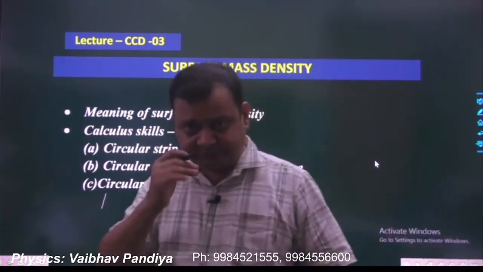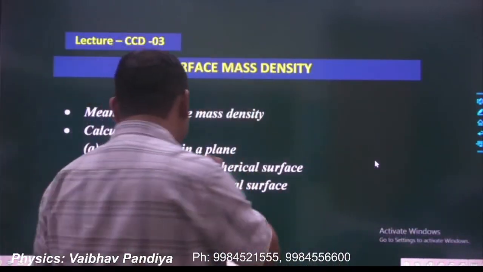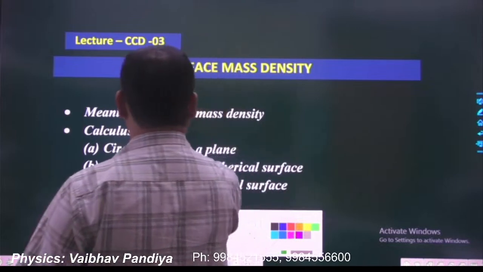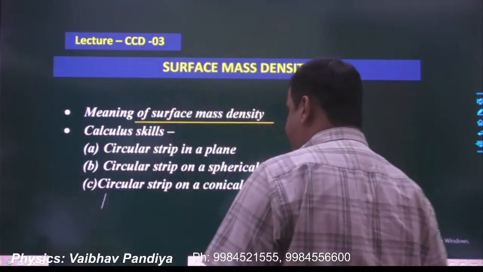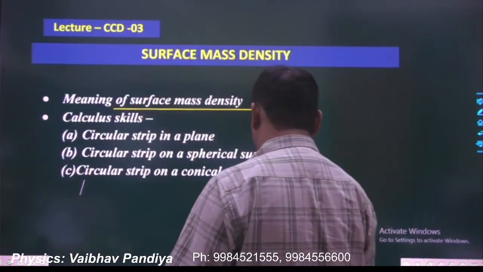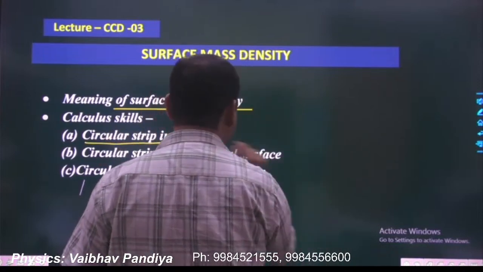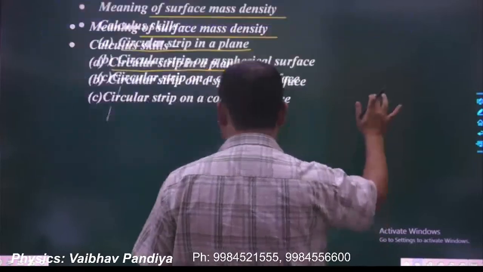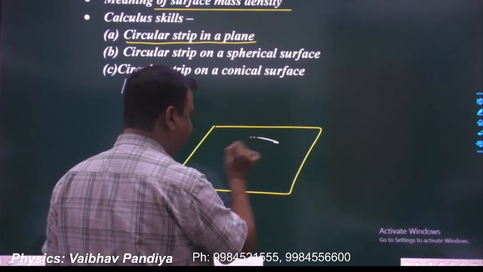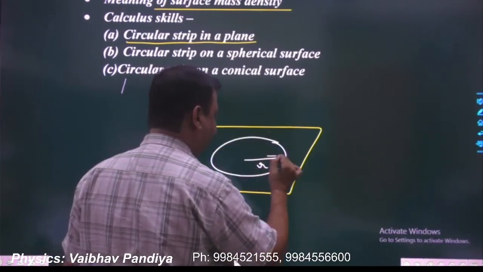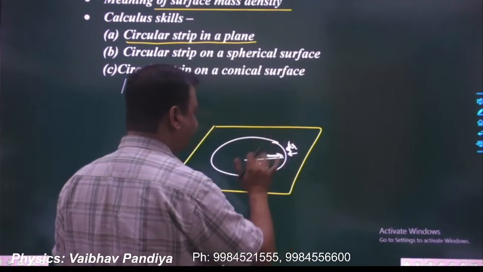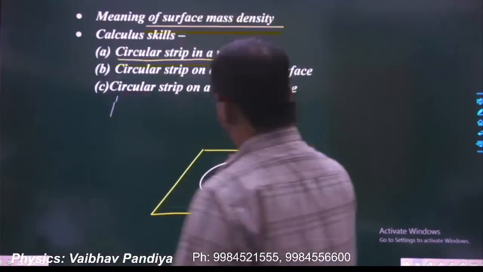Now, in this series on surface mass density, let's see what the roadmap will be. First of all, we will explore the meaning of the surface mass density and its significance. Then we will see the calculus skills. One skill will be taking an infinitesimal element, the calculus element. The first skill will be taking a circular element in a plane, a flat surface. We'll see how we take the element, say, of radius r and thickness dr. This is one of the major skills of calculus which will be applicable throughout the subject. All these skills we will learn in this series of lectures on surface mass density.